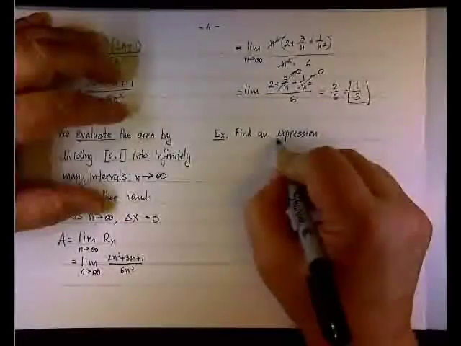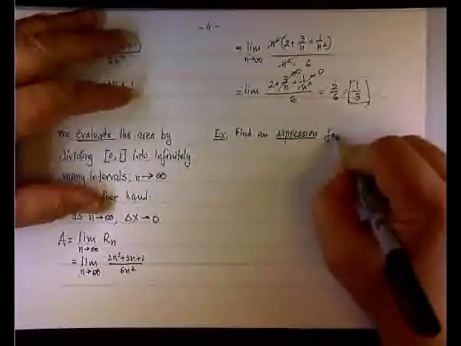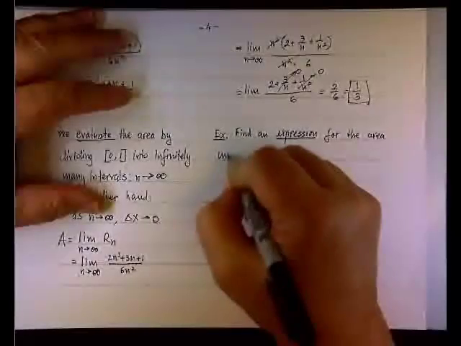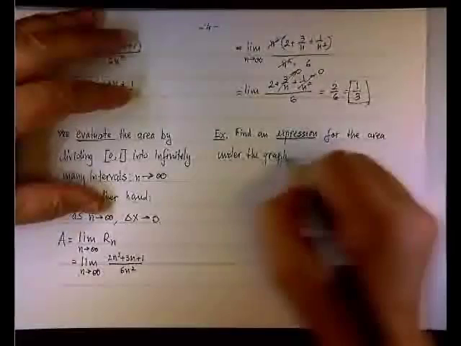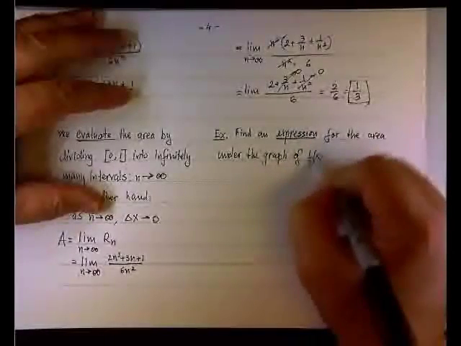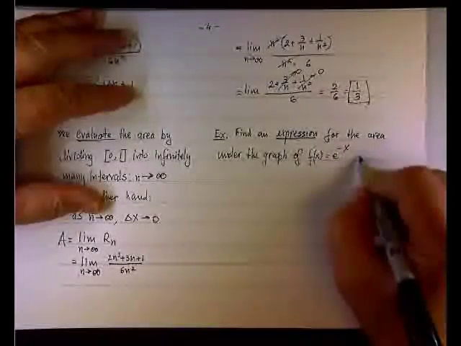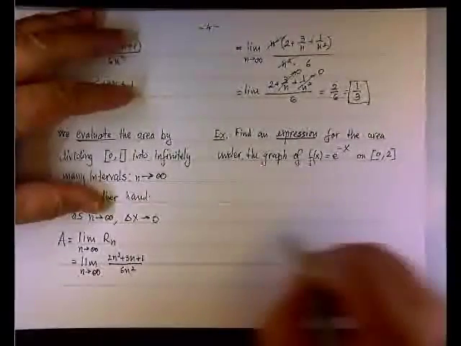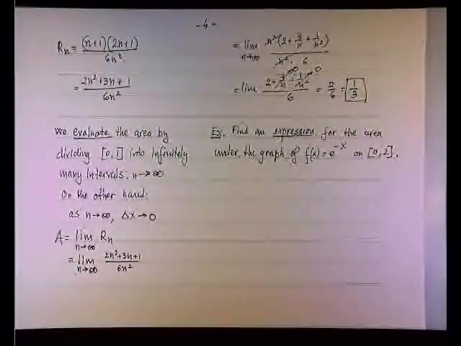So we are not going to find an exact solution, but we're going to find an expression for the area, of course, under the graph of, this is a different function. It's f of x equals e to the negative x. And also the interval is on 0 to 2, not 0 to 1. Okay? Notice that I didn't tell you a right-hand sum, left-hand sum, or how many subintervals.